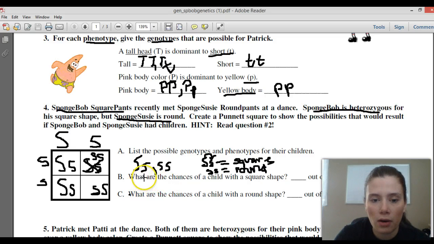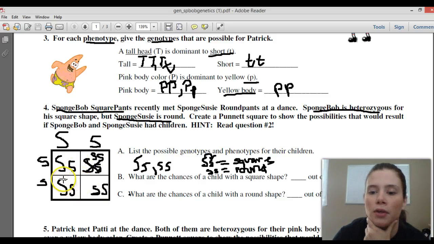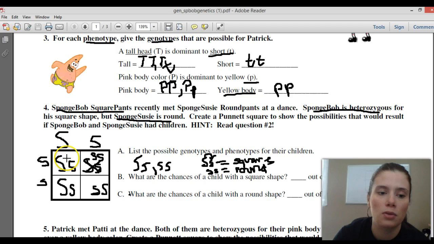Okay, now it says what are the chances of the child with square shape? Okay, so if you look at this, I tell my students to look at this and think of it as 4 quarters and $1 if you have trouble with percentages. We know that 4 quarters and $1, you'd have 25 cents, 2 quarters 50 cents, 3 quarters 75 cents, and 4 quarters would be $1, 100%.